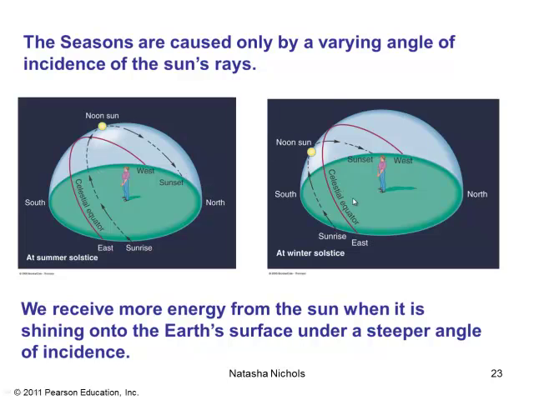On the other hand, at winter solstice, the shortest day of the year, the path of the sun in the sky is shorter and the angle of incidence is smaller. So the amount of heat energy that is received from the sun during winter solstice is minimized.